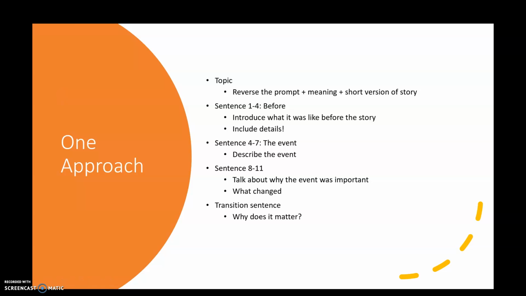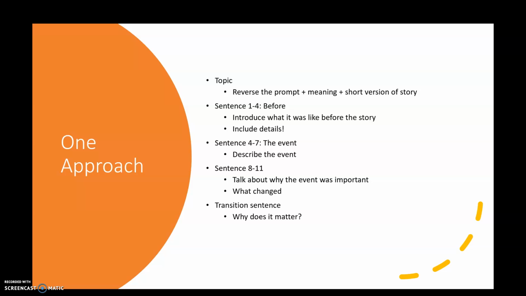You start with a topic sentence, then do the reverse the prompt plus meaning plus the short version of the story. Then for the first several sentences, you talk about before, including details. Then talk about the main event in the next several sentences. Then in the last few sentences before the transition, talk about why the event was important and what changed.